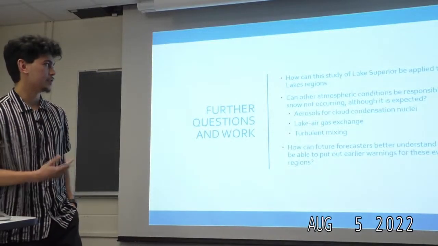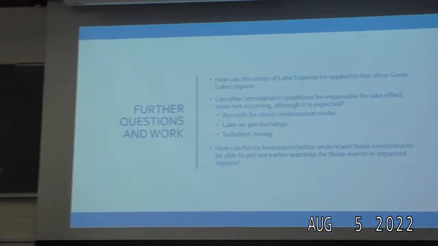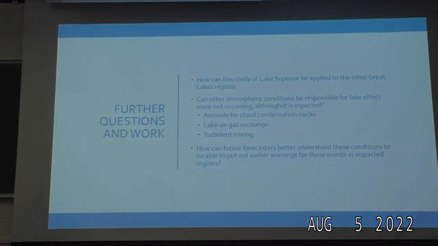Further questions which could lead to further work were: how can the study of Lake Superior be applied to the other Great Lake regions? Can other atmospheric conditions besides ice cover be responsible for lake effect snow not occurring, although it is expected? These can include aerosols for cloud condensation nuclei, lake-air gas exchange, and turbulent mixing. And how can future forecasters better understand these conditions to put out earlier warnings for these events and their impact to regions?